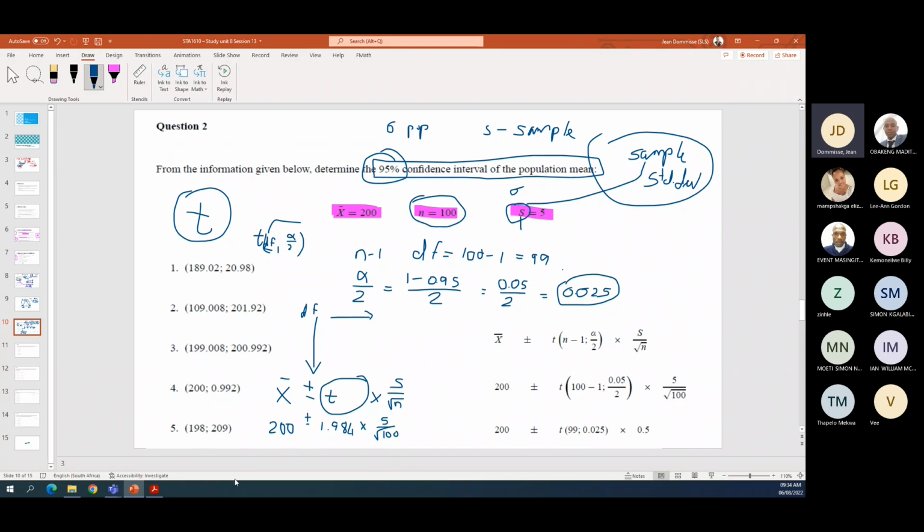Okay, so before we again even look at how to calculate that with the next step, again, remember top, bottom, 200 in the middle, bottom less than 200, top more than 200. So let's look at options.